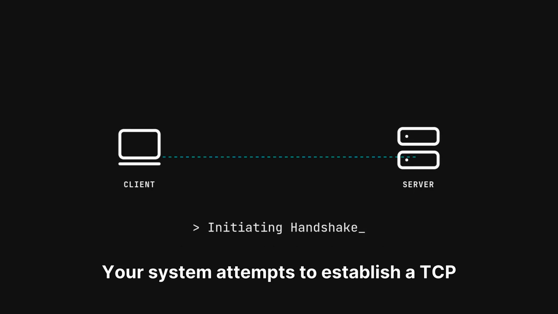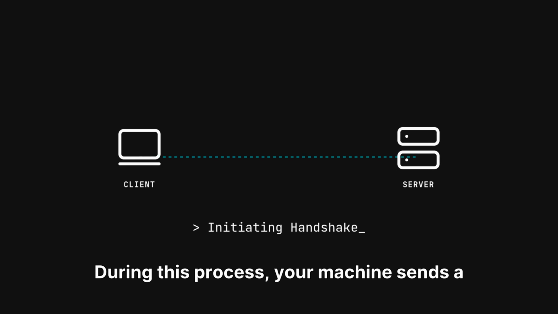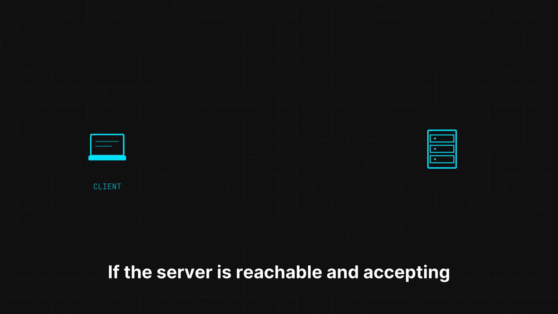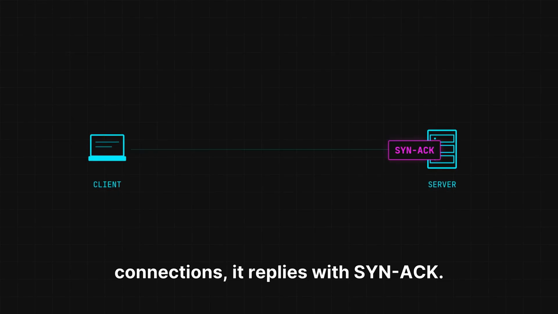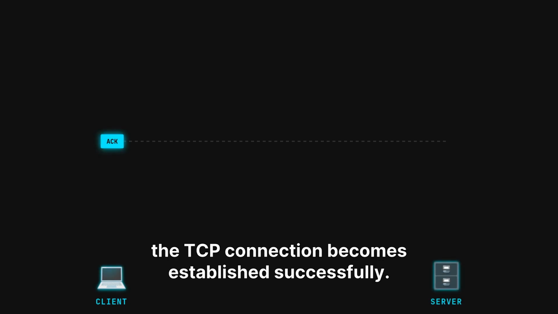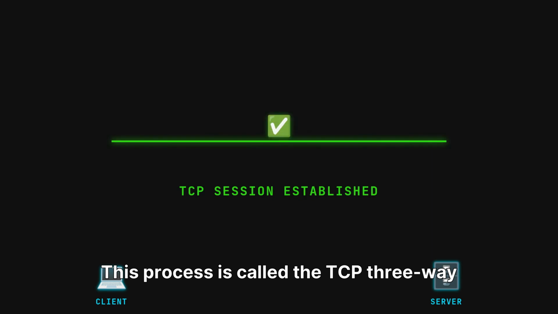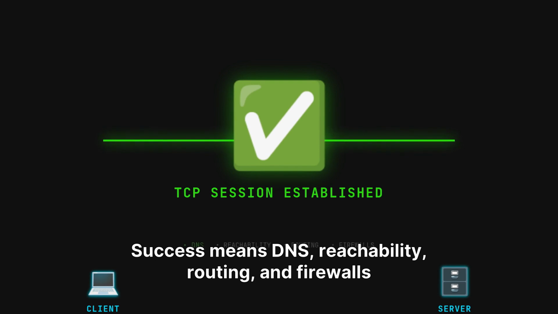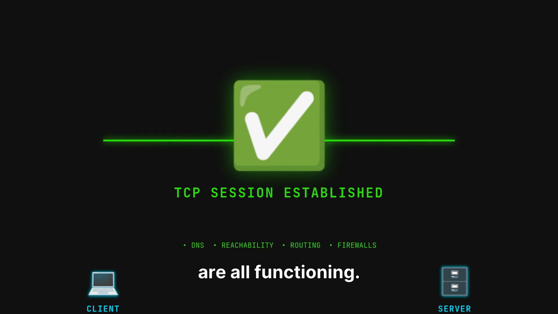Now let's understand what actually happens internally. Your system attempts to establish a TCP connection. During this process, your machine sends a SYN packet to the server. If the server is reachable and accepting connections, it replies with SYN ACK. Finally, your machine sends ACK back. And the TCP connection becomes established successfully. This process is called the TCP three-way handshake. Success means DNS, reachability, routing, and firewalls are all functioning.